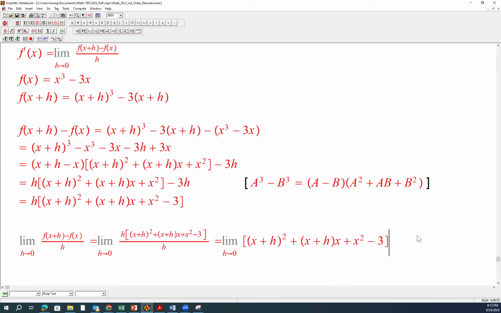And next is just a direct substitution. So direct substitution, we are replacing h by 0, right? And what do we get? We get 1x squared, 2x squared, 3x squared. So we get 3 times x squared, minus 3. So that's our first order derivative.